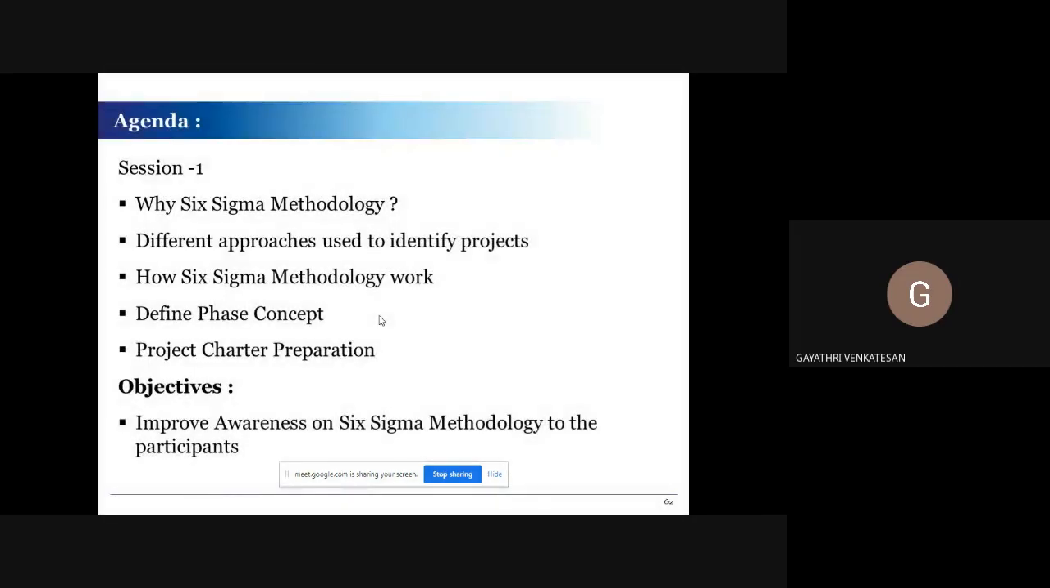Yes, sir. So we'll have a recap of what we did in session 1. We talked about why Six Sigma methodology, why organizations are adopting it for improvement. Then we discussed the different approaches used for identification of projects, like vision, mission, objective, etc. And then another approach, the business process management approach, which is followed by GE. And we looked at how Six Sigma methodology works.